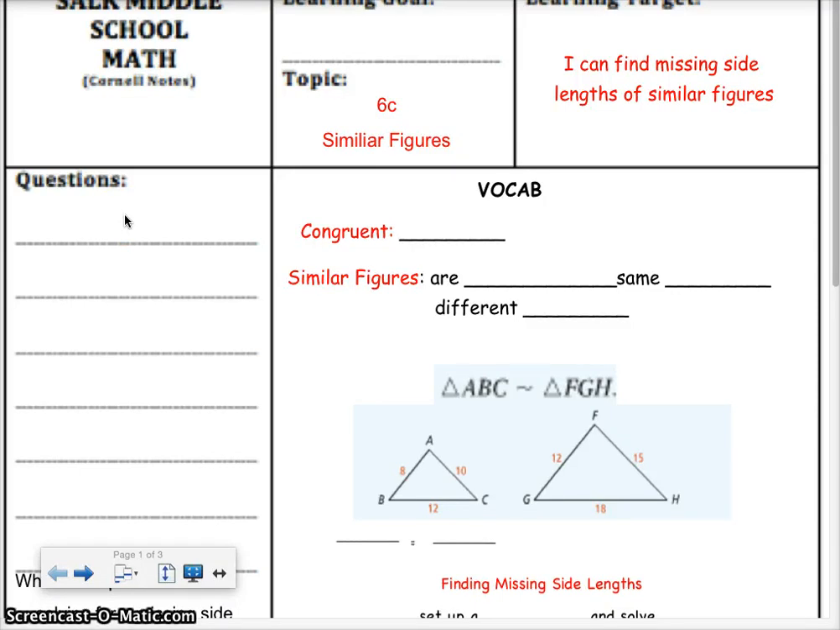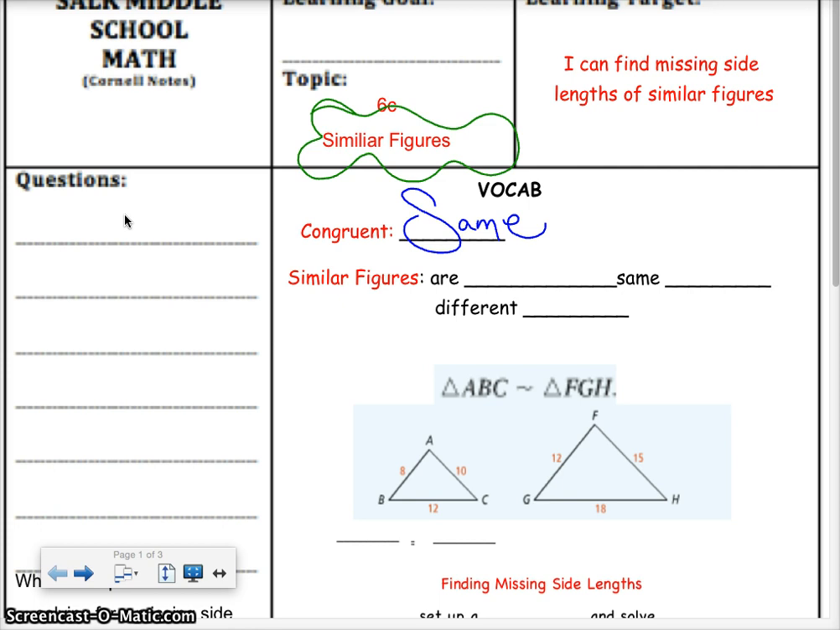Our knowledge of proportions, we're going to apply it with something called similar figures. Vocab word that you need to know: congruent. If I say two triangles are congruent, or two sides are congruent, or two angles are congruent, congruent means same. Congruent is a vocab word for same in math. We like to say the word congruent.